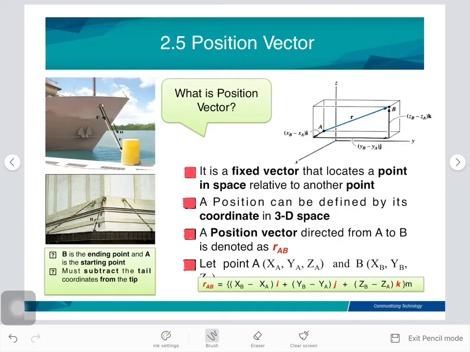Now let's start with the position vector. A position vector is a fixed vector that locates a point in space relative to another point. The position can be defined by its coordinates in 3D space. A position vector is directed from A to B, and it is denoted as the position vector RAB. So how we write it is RAB: R represents the position vector, and AB is directed from point A to point B. You may refer to this figure.